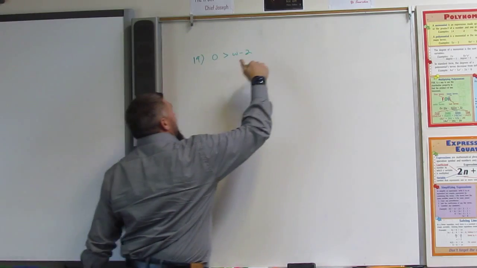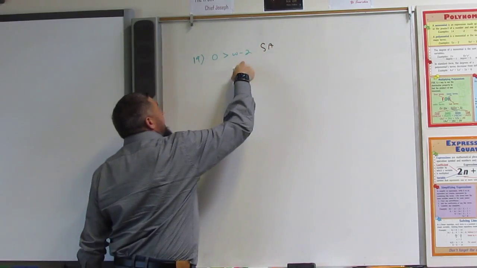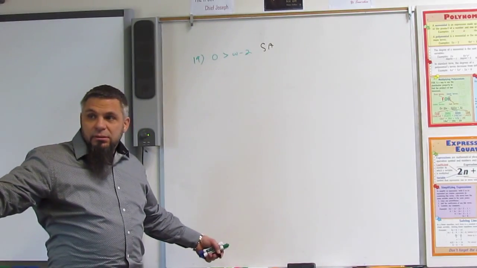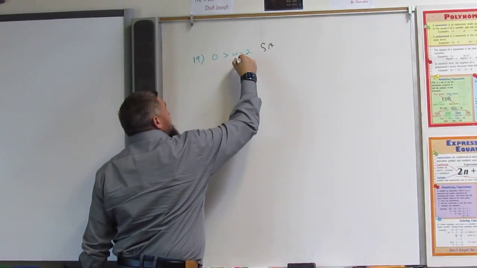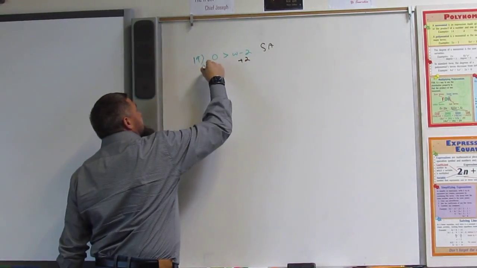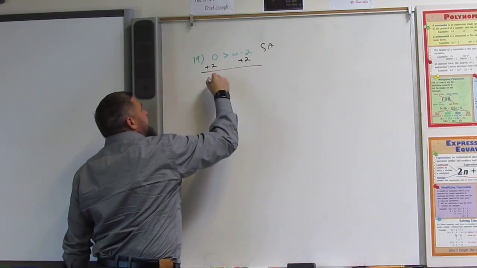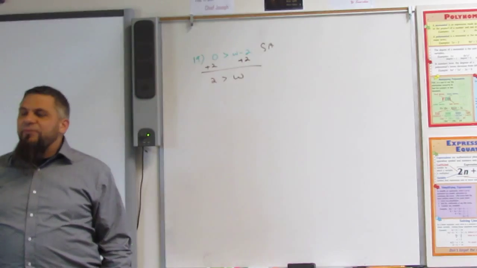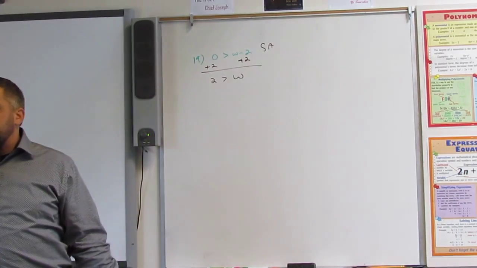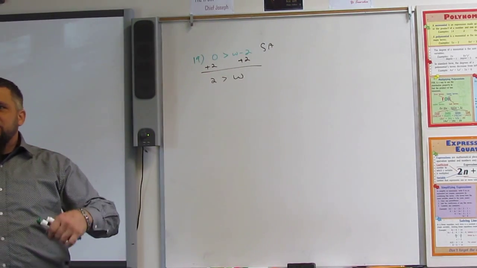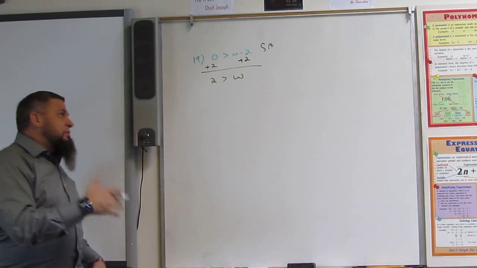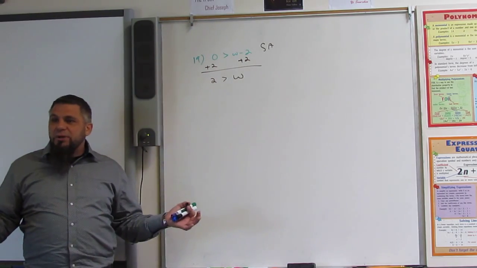So I always do the opposite. The opposite of subtracting 2 is adding 2. So what I do to one side, I do to the other. Okay? So now I have 2 is greater than w. And if I wanted to write that in words, I could say 2 is greater than w, or w is less than 2. I just put it out in words.